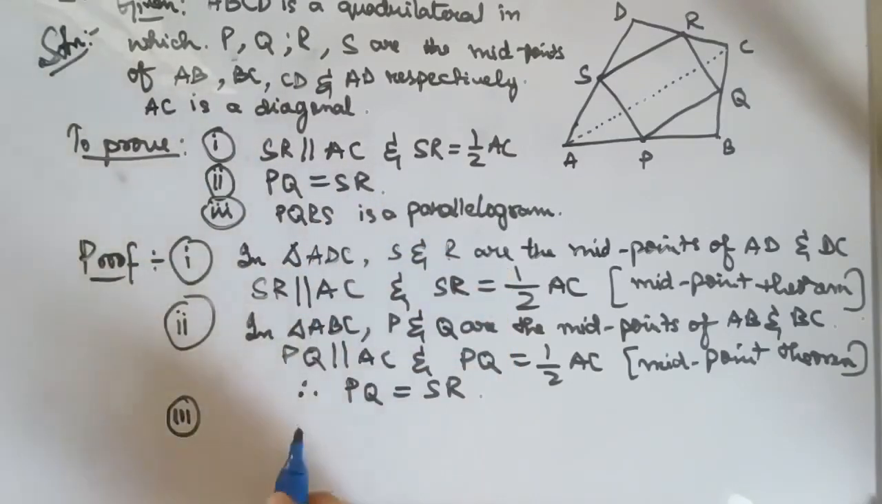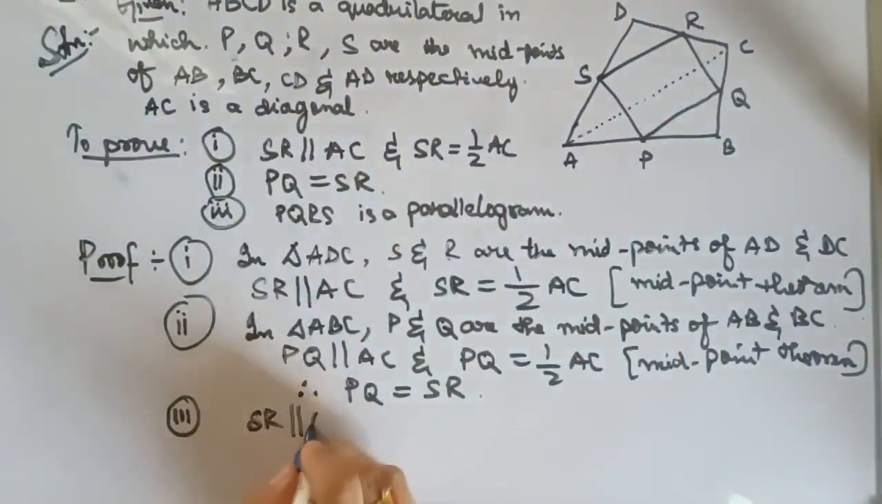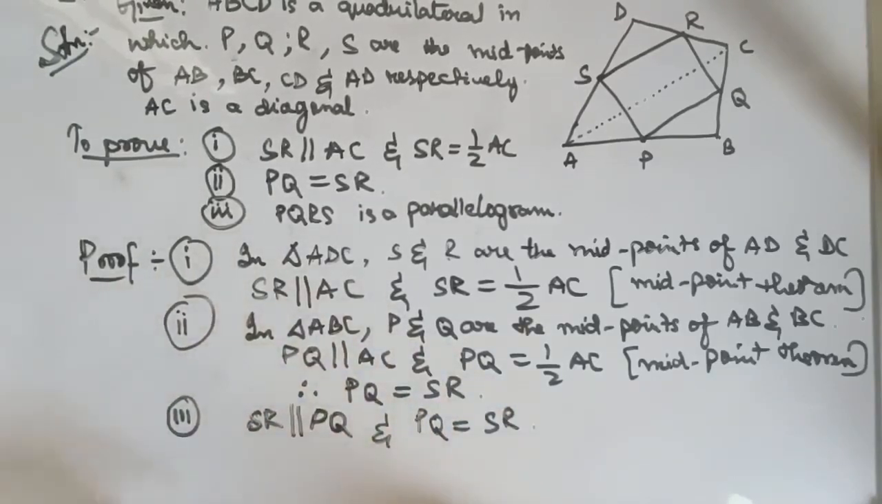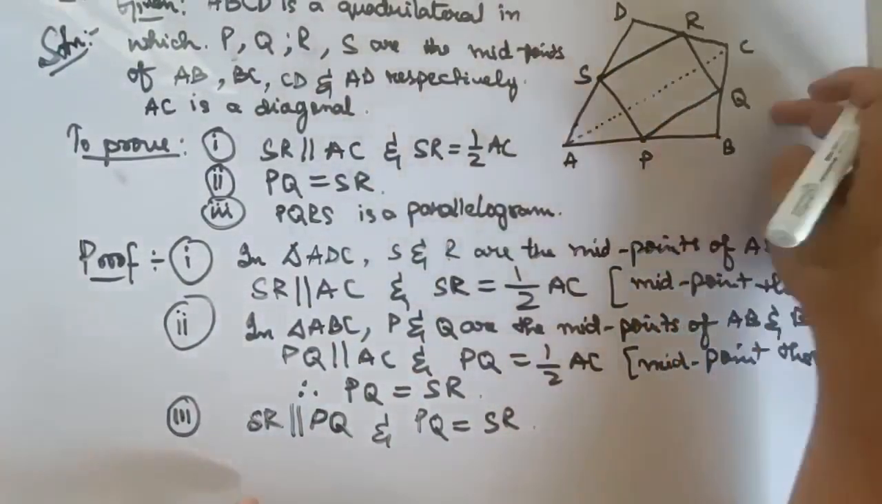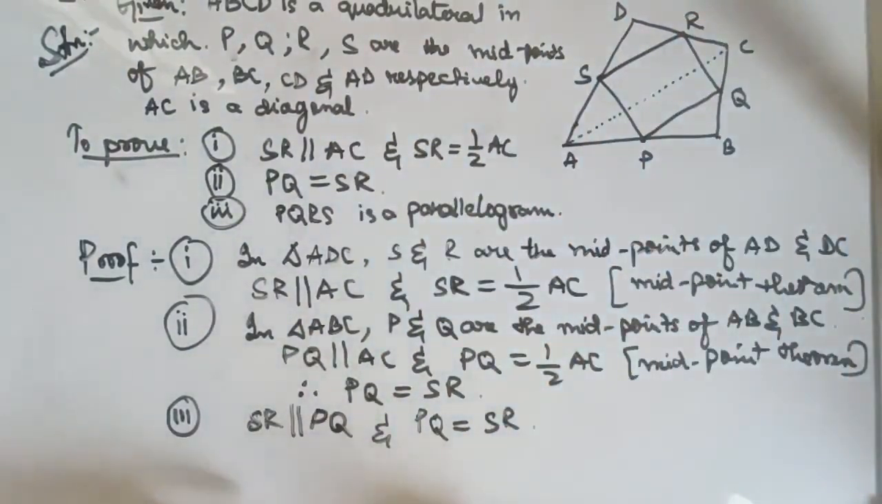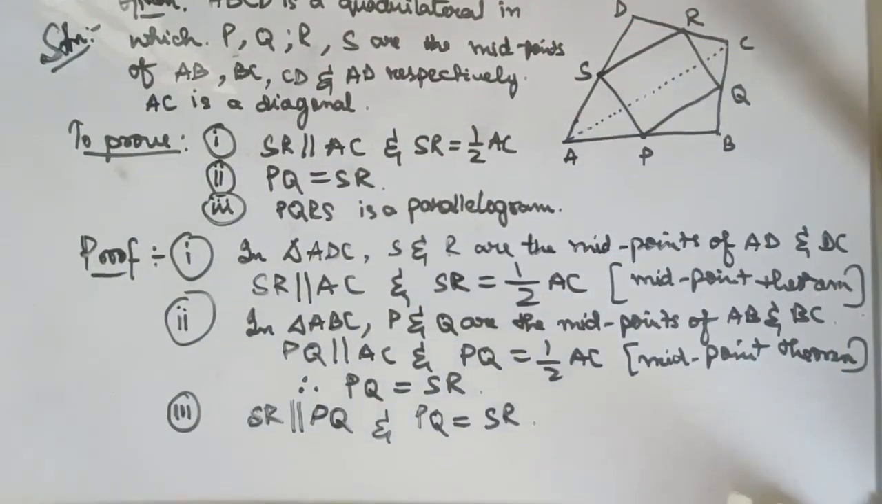So from these two, we can conclude that SR is parallel to PQ, and also PQ is equal to SR. So the opposite sides SR and PQ of the quadrilateral PQRS are parallel to each other, and also they are equal in length. So the given quadrilateral PQRS is a parallelogram.